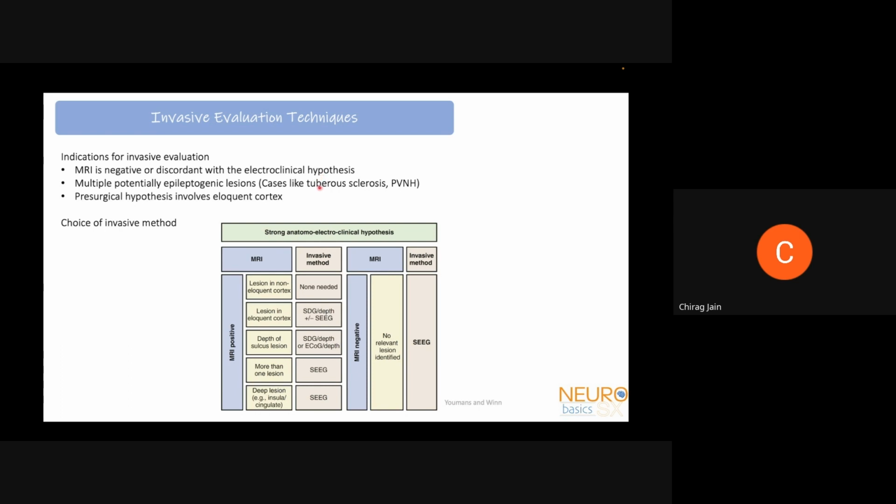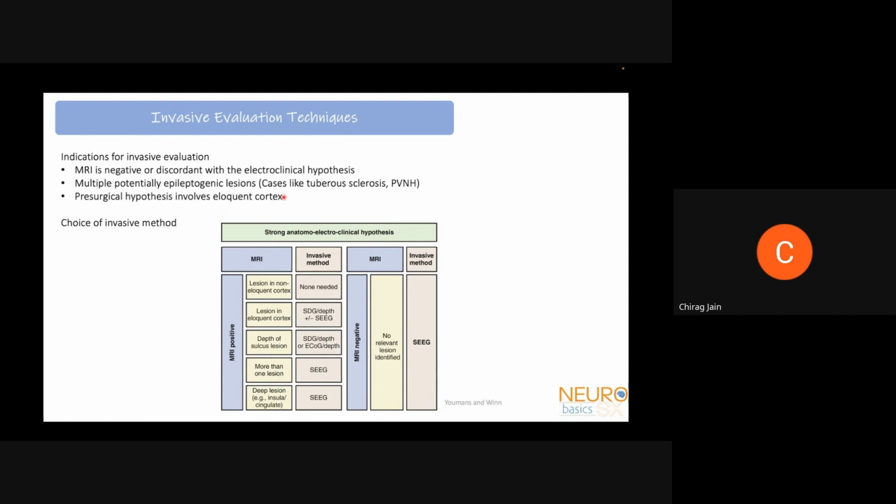The second thing is if there are multiple potentially epileptogenic lesions. You have cases like tuberous sclerosis or periventricular nodular heterotopia, where there are multiple lesions. You just don't know which lesion is causing epilepsy. And so in these cases, you can invasively go in, put an electrode into these lesions and see where is the epileptogenic zone.